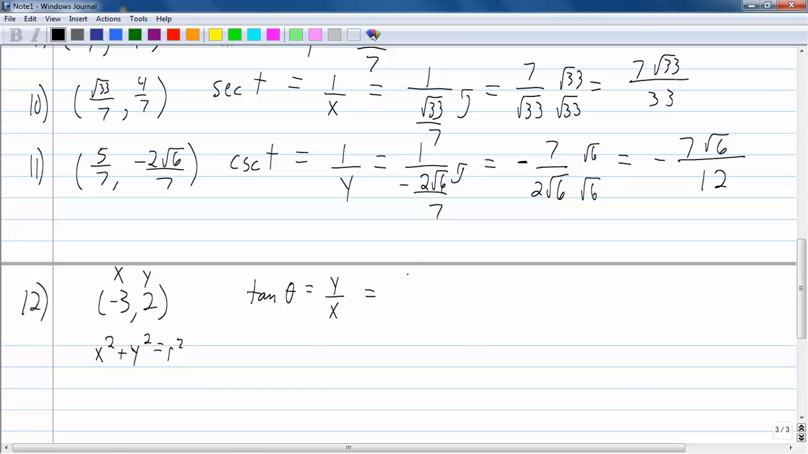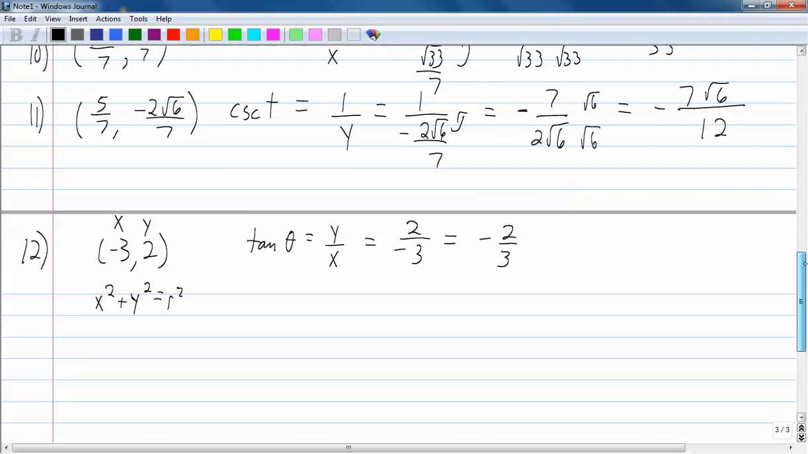The y coordinate is 2. The x coordinate is negative 3. So the answer is negative 2/3. That's the final answer.